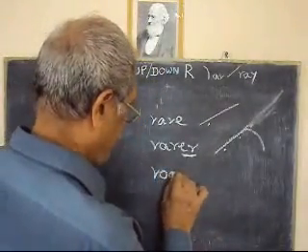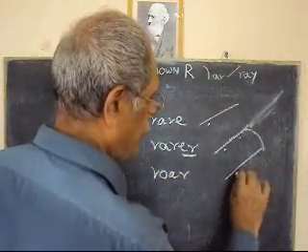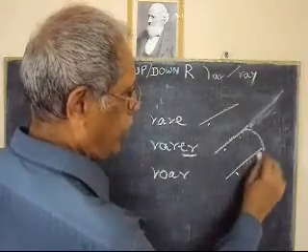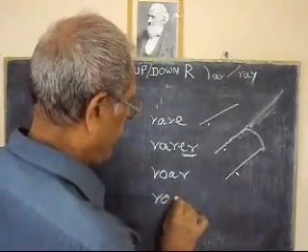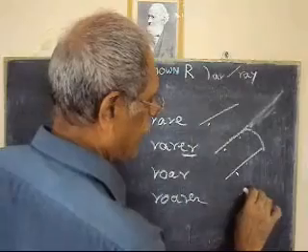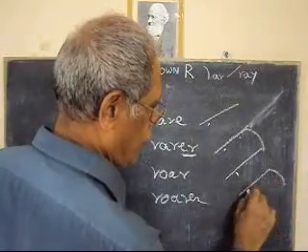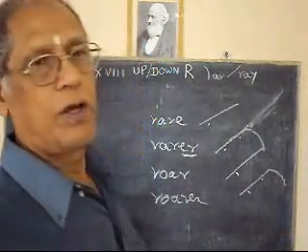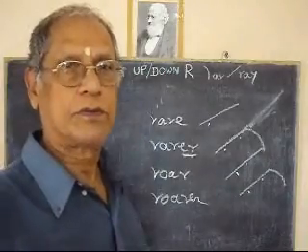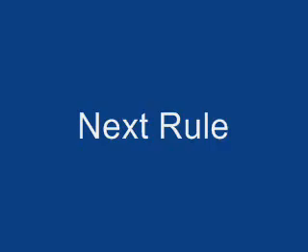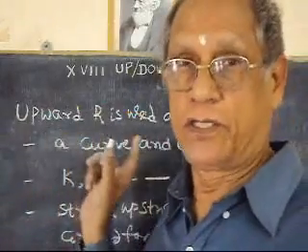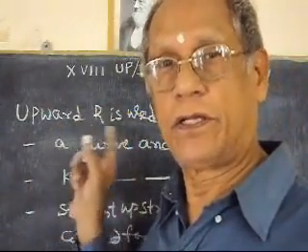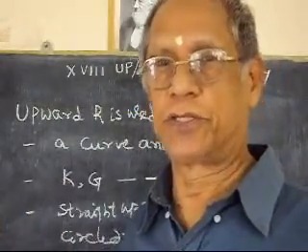Error. So this error should be written by the downward form. Similarly, roar. Up to roar, roar. But roarer, roarer. Okay? Upward R is used.